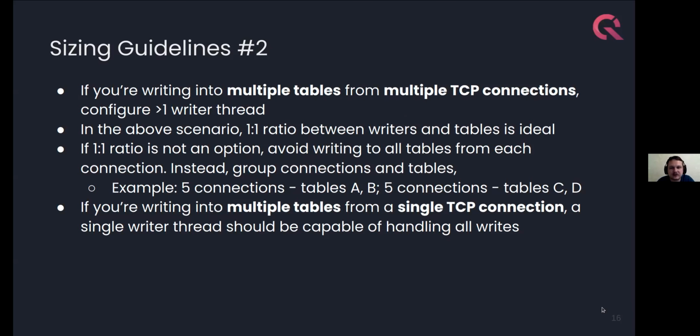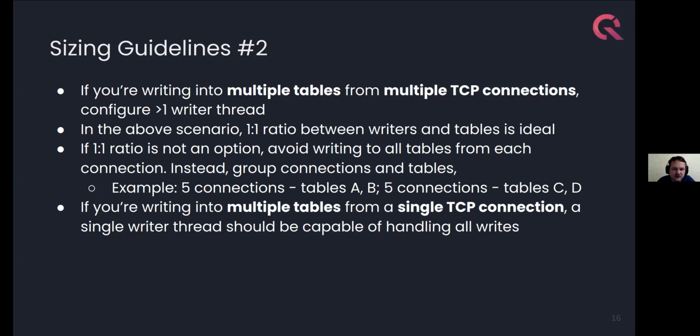So another sizing guideline, speaking of ILP: if you're writing into multiple tables from multiple TCP connections, you may want to configure more than one writer thread. We have a single one by default. And a 1-to-1 ratio between writers and tables is ideal in this scenario. If it's not an option, you should not write to all tables from each connection. Instead, you should try to group connections and tables and have them separated.